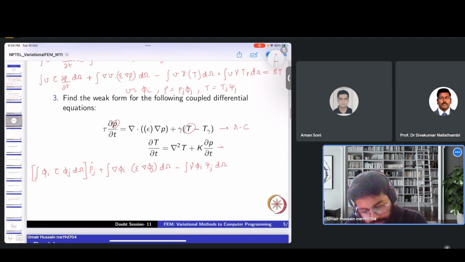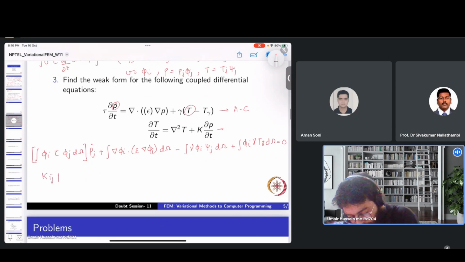and then this term is only phi i, others are constant. So we'll just remove the boundary term for now, keep it 0. So we have Mij Pj dot plus, sorry, we also have the Tj here. Kij Pj plus, we can write this Lij Tj, plus we have Fi term.